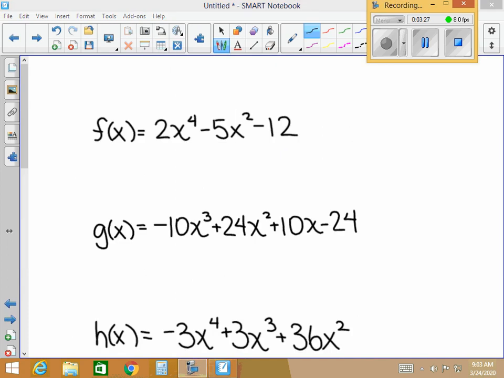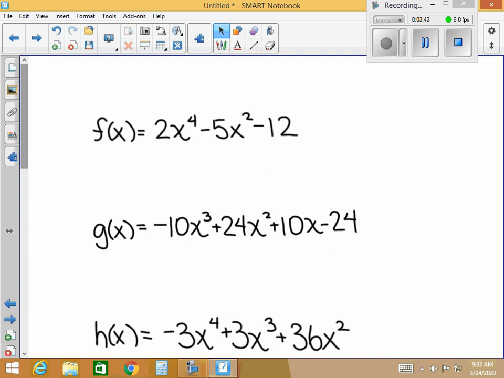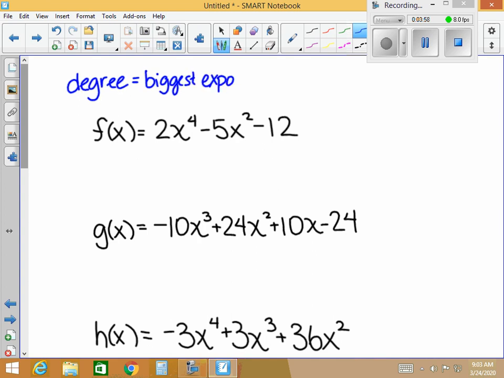Okay. When we're looking at a function and trying to determine the end behavior of that function, meaning what happens to the tail as we move to the left, what happens to the tail as we move to the right, there are two pieces of that function that we're worried about. We're worried about the degree. The degree is the biggest power of x. And we're worried about the leading coefficient.